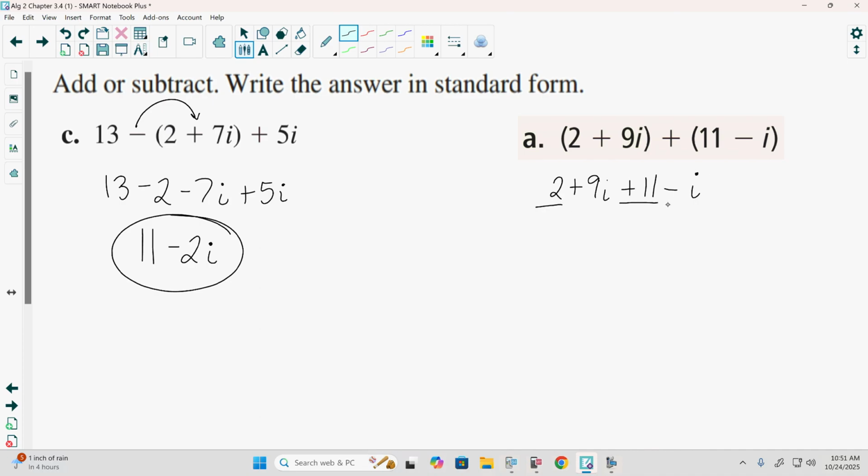So we have positive 2 and positive 11. Well, 2 plus 11 is 13. We also have positive 9i minus i, which is positive 8i. So we have 13 plus 8i.